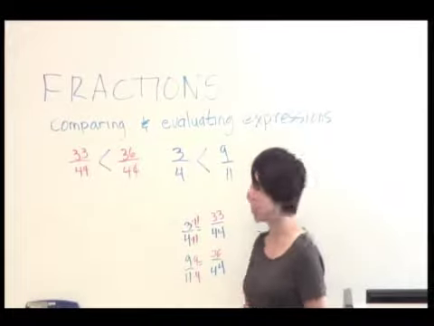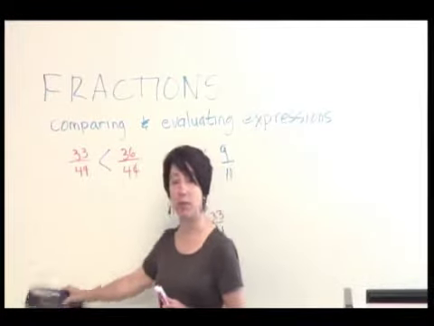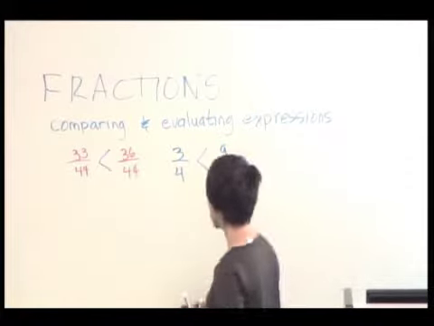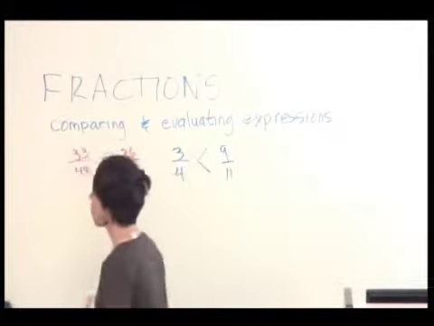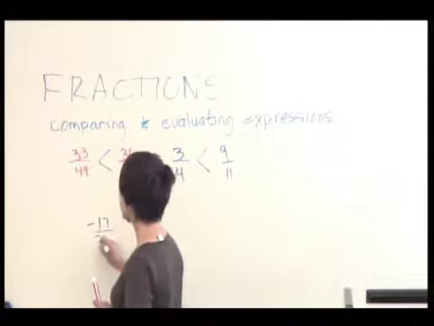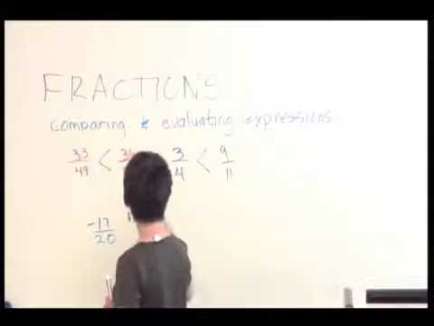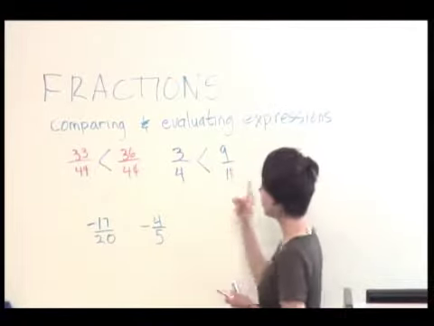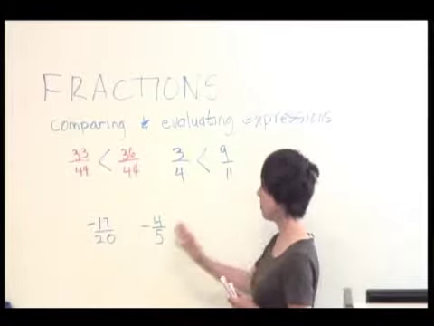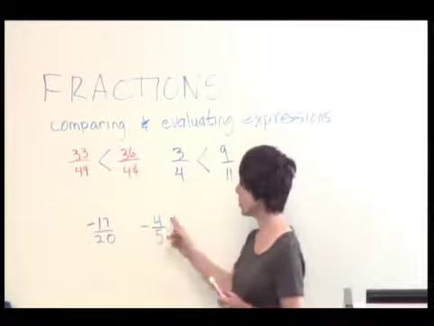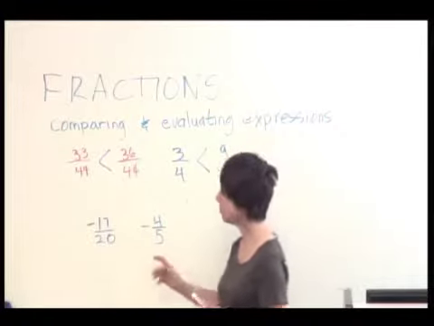Okay, let's look at another example. Let's look at negative fractions. So I'm going to erase the previous problem, and you can write down negative 17 over 20 versus negative 4 over 5.